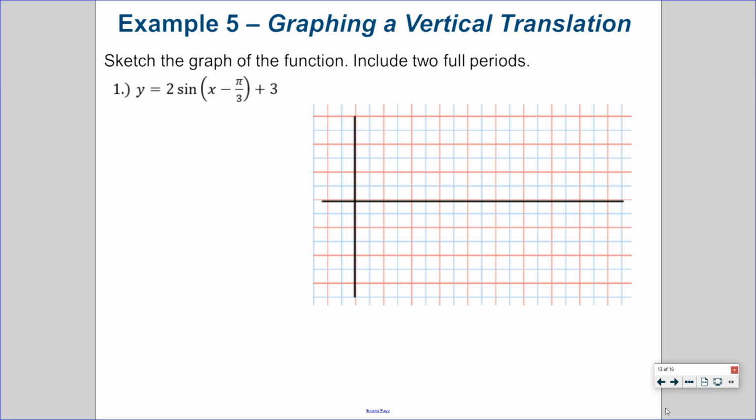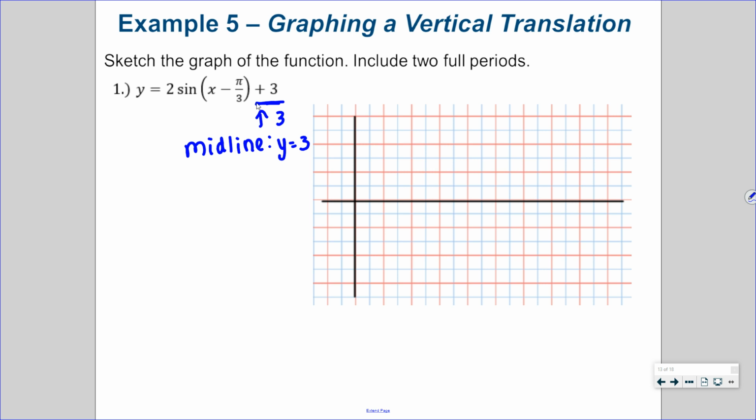All right, so these midline shifts are kind of like the reflections. When you look at this, what should jump out to you first is, oh man, I have a shift up 3. So that's going to make your midline change. I haven't been drawing my midline in because for every one we've done, it's just been the x-axis. So now my midline is at y = 3.